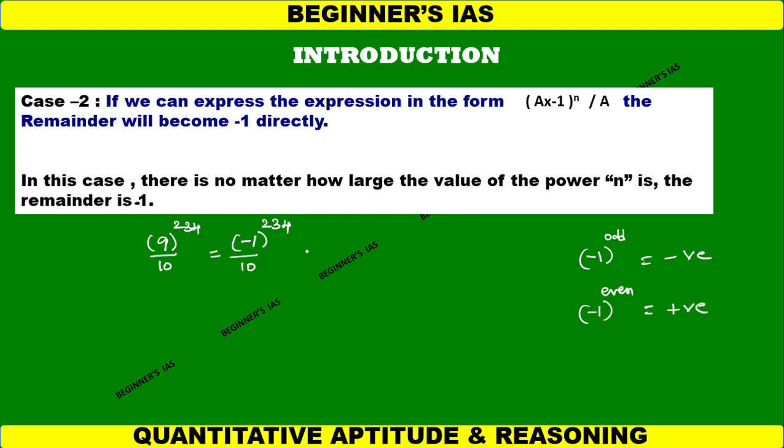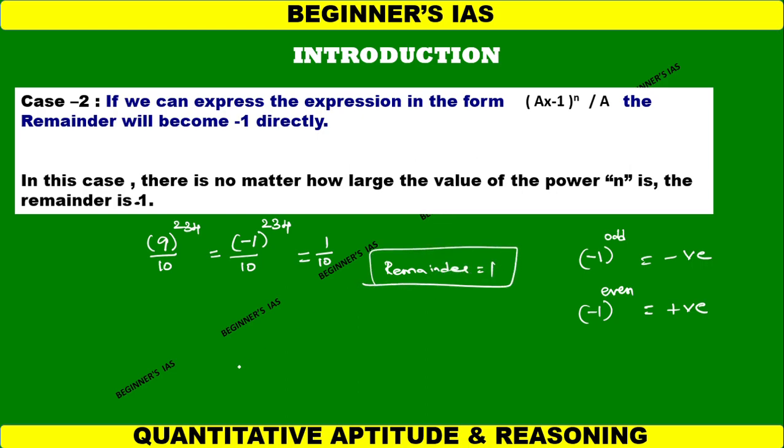Therefore, why is it positive? Since 234 is even, we get 1 divided by 10. Now the numerator is less than the denominator. Then what would be the remainder? In this case, the remainder is going to be 1.